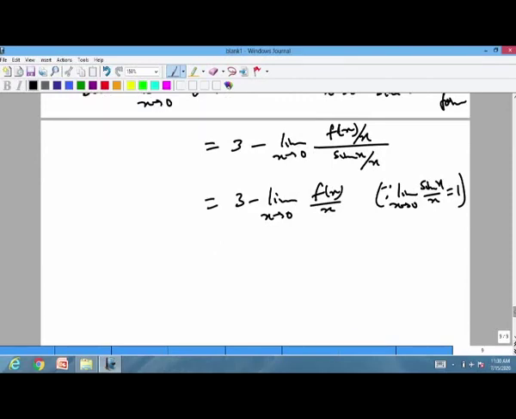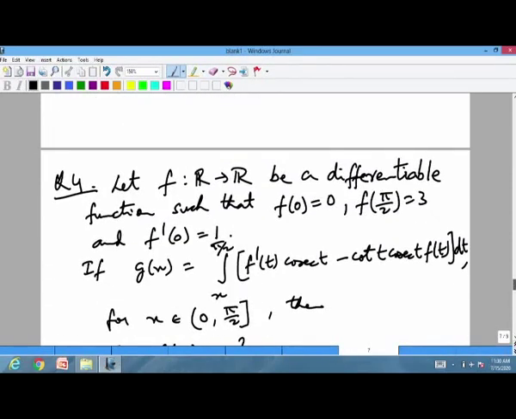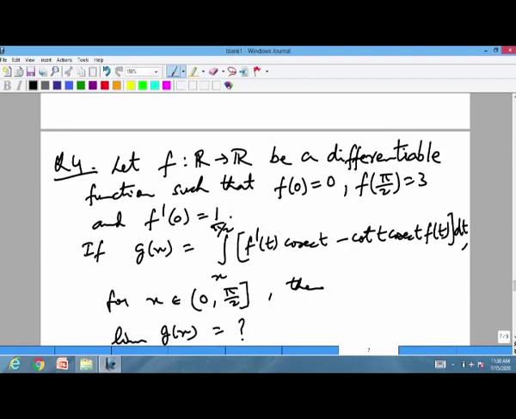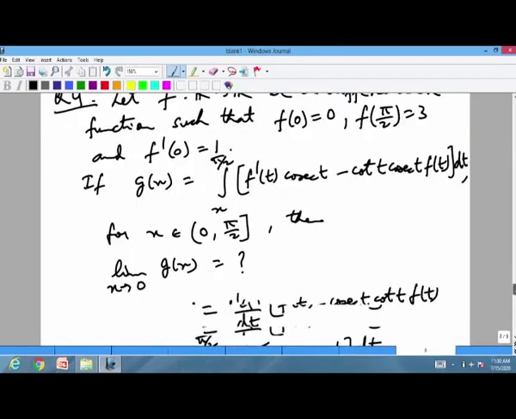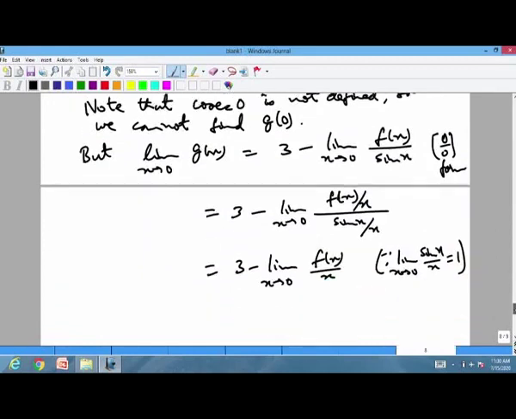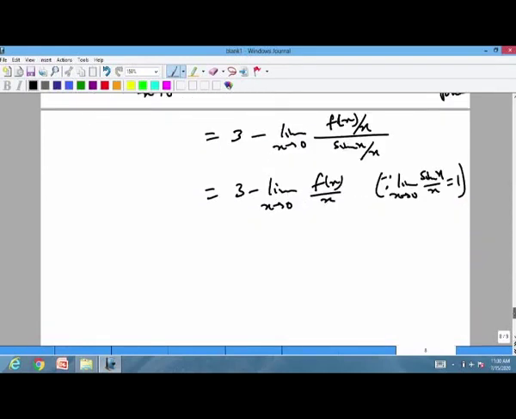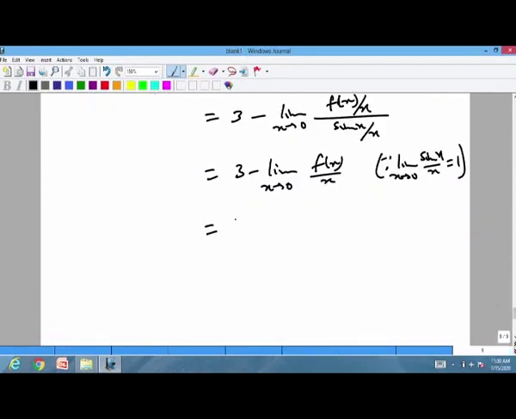Now, somehow we have to make use of the fact that the derivative of f at 0 is given to us, which is 1. So, this is equal to 3 minus the limit as x tends to 0 of (f(x) minus f(0)) by (x minus 0). This is because f(0) is given to be equal to 0.